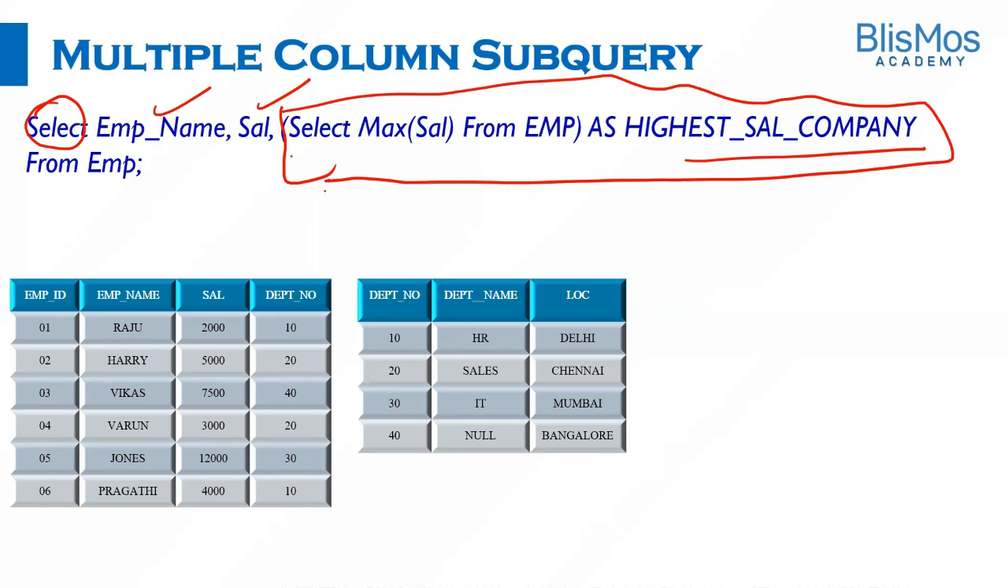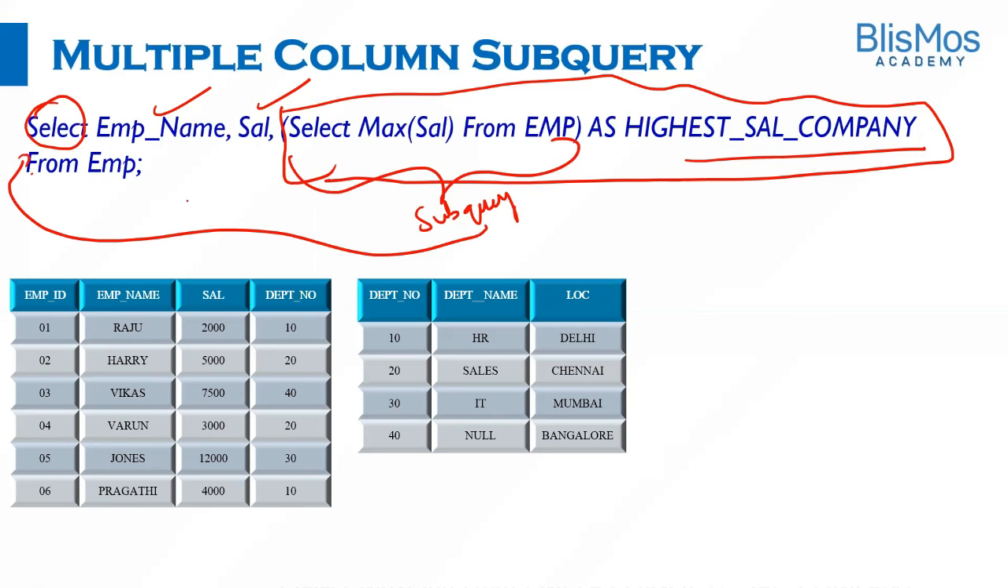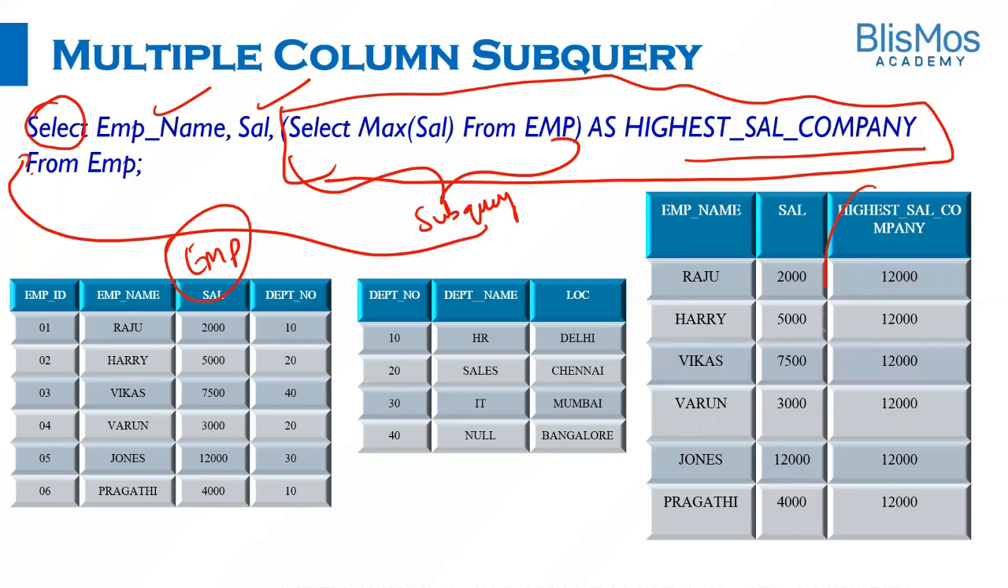See, this is the subquery. The subquery is there as a part of the select itself rather than being a part of the where clause. So here we want to get the highest salary in the company from this table and compare that with the salary of each of the employees. The result would be the highest salary in the company, which happens to be 12,000, and then the salary of each of the employees, so that we can compare them.